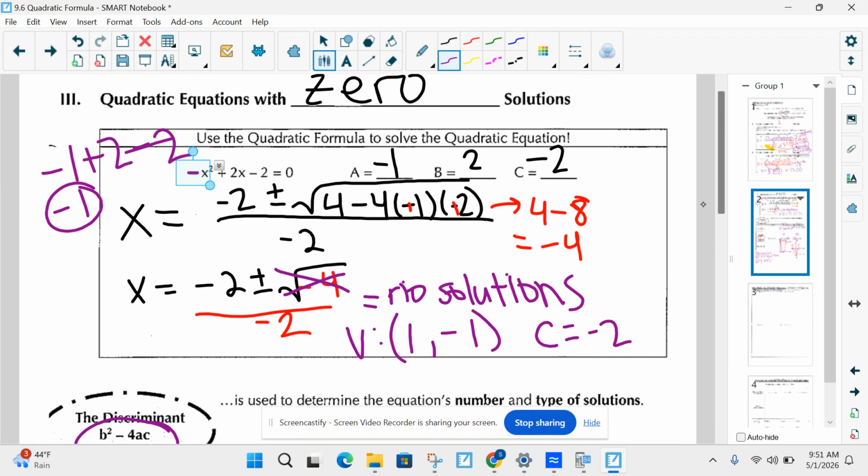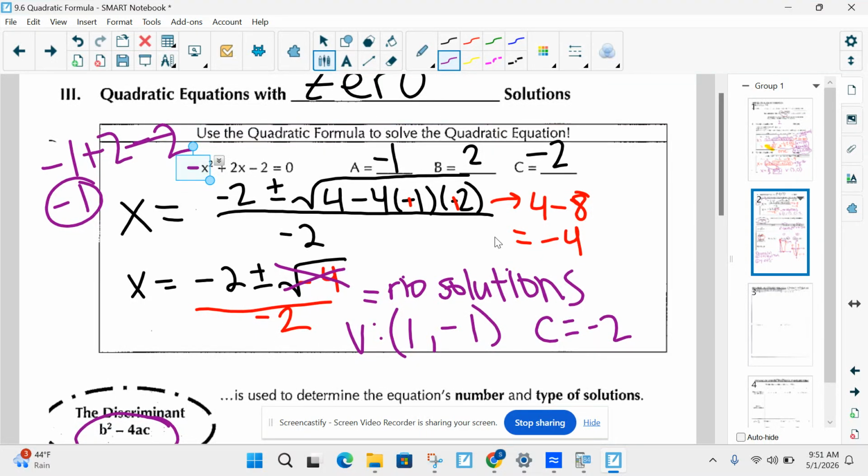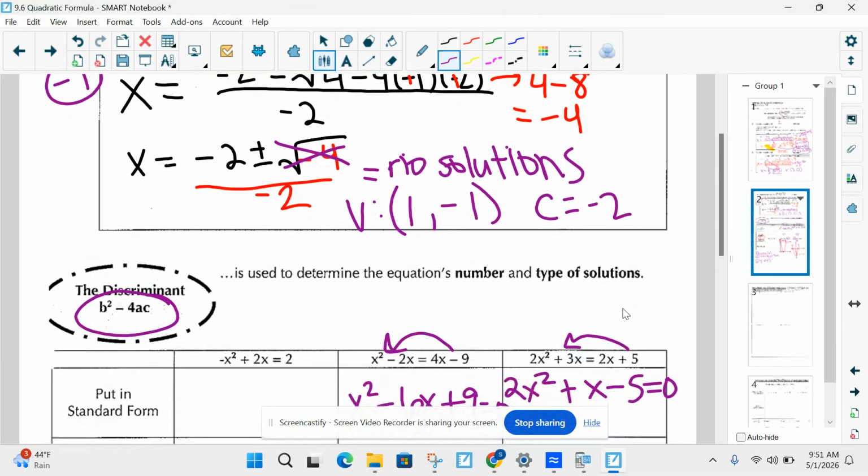Sully, how did you find the y for the vertex? I just plugged 1 back into x. So negative 1 squared is negative 1, plus 2, minus 2. How did you find c? It's just the c. Yeah, it's just the c. So that's your y-intercept.